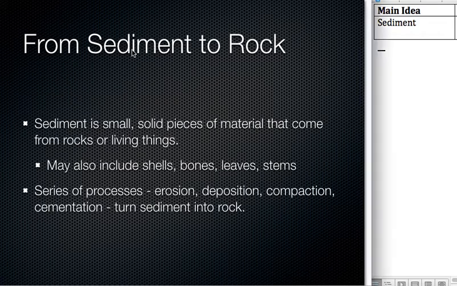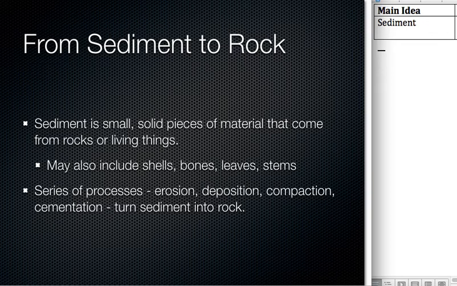So first off, we'll talk about this stuff called sediment, because that's what's going to combine together to make our sedimentary rocks. Sediment is any small, solid pieces of material that come from rocks or living things. It can include pieces of shells, bones, leaves, stems from trees, as well as small pieces of rock like sand or gravel. A series of processes that we'll talk about in a second are going to turn this sediment into a sedimentary rock. So sedimentary rock is going to be made up of these little pieces of sediment.